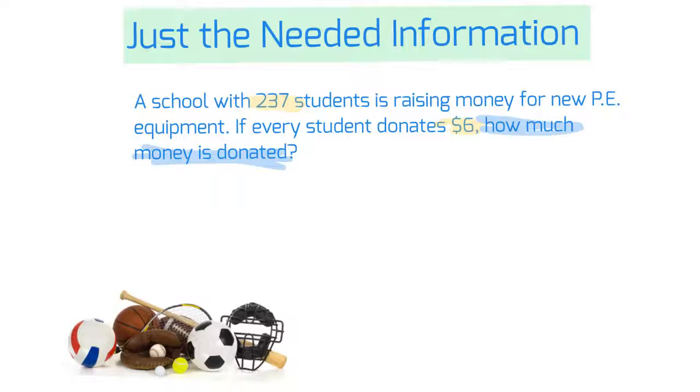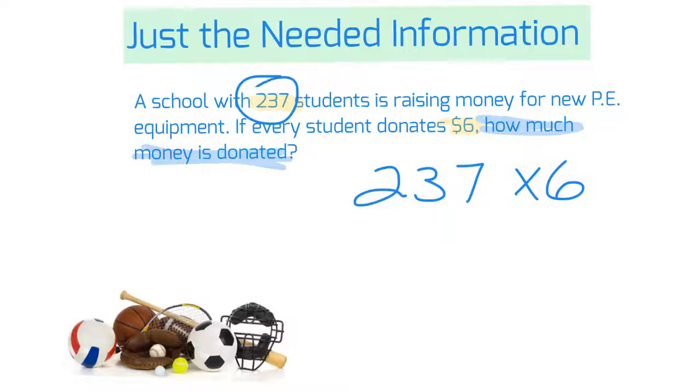So how can we figure out how much money was donated? Well, we only need two numbers to solve this problem. We can take the number 237 and multiply it times 6 to get our answer. So in this word problem, we're given the two numbers, and we need both numbers to solve the word problem. It contains only the information needed to solve the problem.